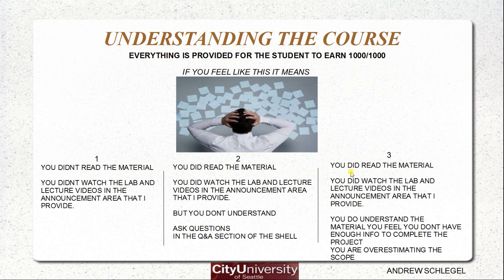So the third problem is you did read the material, you did watch the labs, and you do understand everything, but you still feel like there's not enough information to solve the problem, and that's because you're overestimating the problem. You're going over and doing more than you need, like security, for example. It says this network should include security. Well, you're doing too much security. Which is great, but there's not an 1100 out of 1,000 in this course. There's 1,000 out of 1,000. That's the max.